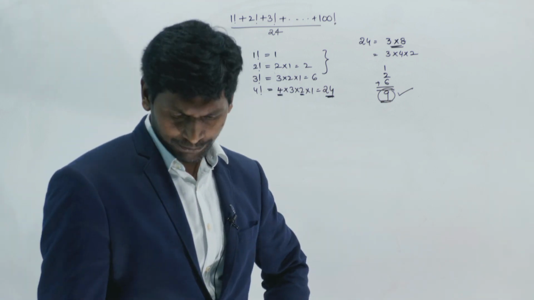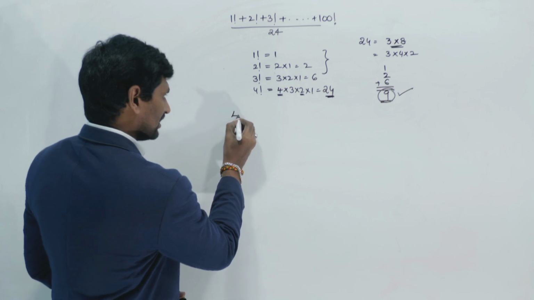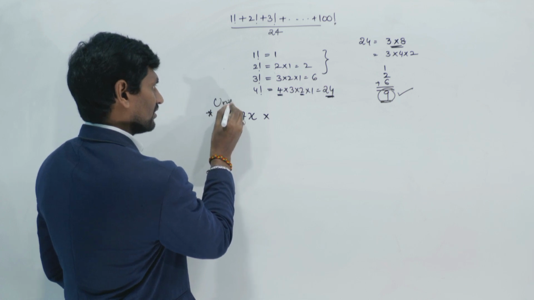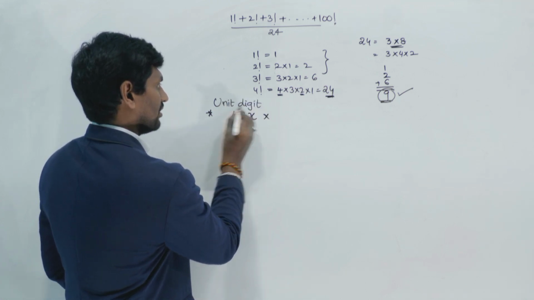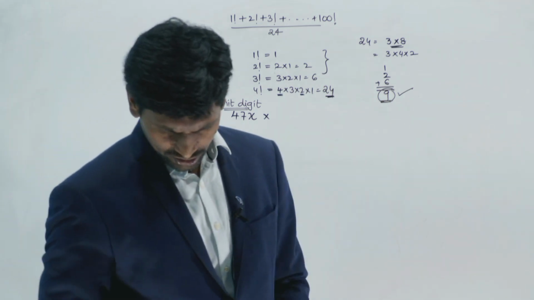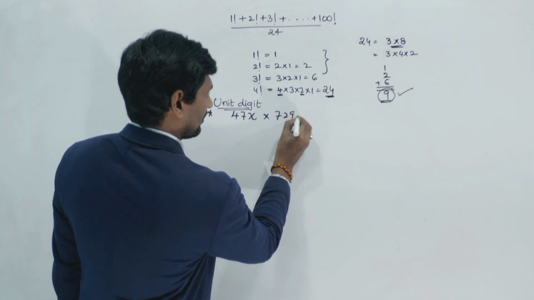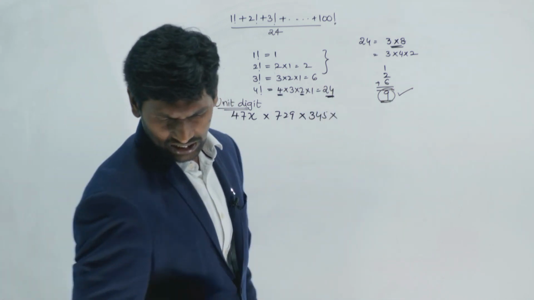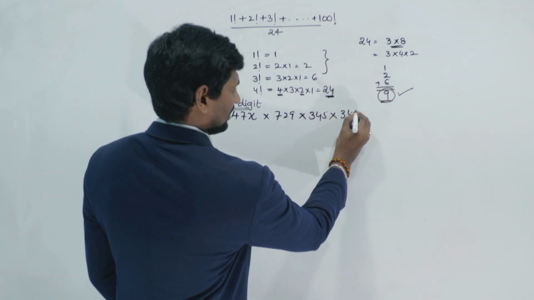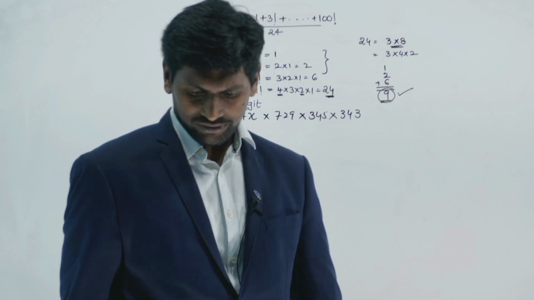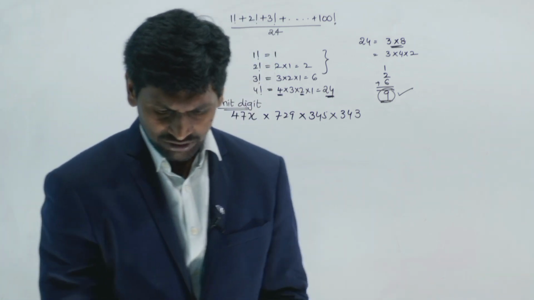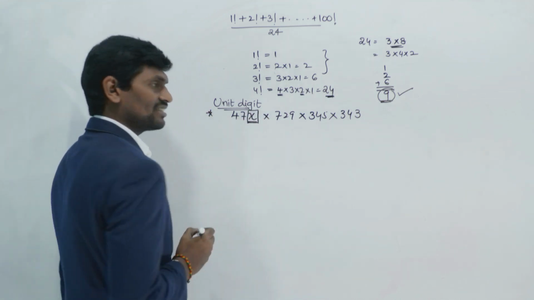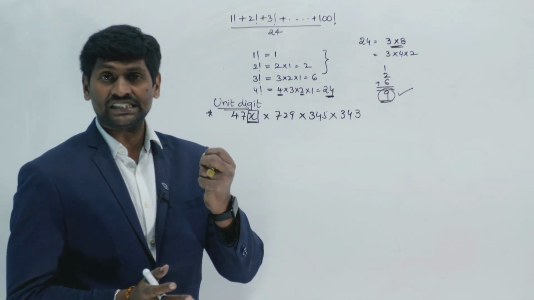If the unit digit in the product of 47 power x into 729 into 345 into 343 is 5, the unit digit must be 5. Then what is the maximum value of x? We need to consider the maximum value of x to get the unit place digit as 5.